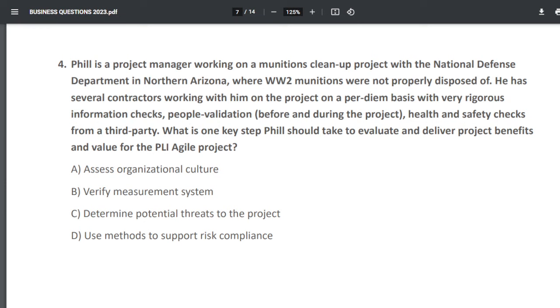He has several contractors working with him on the project on a per diem basis with very rigorous information checks, people validation before and during the project, health and safety checks from a third party. What is one key step Phil should take to evaluate and deliver project benefits and value for the PLI Agile project?